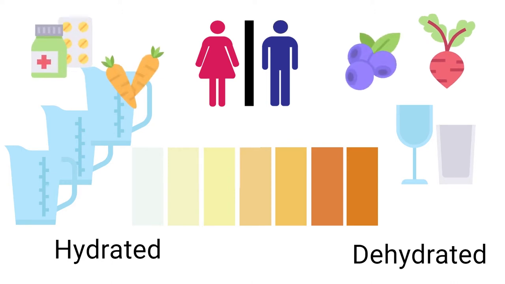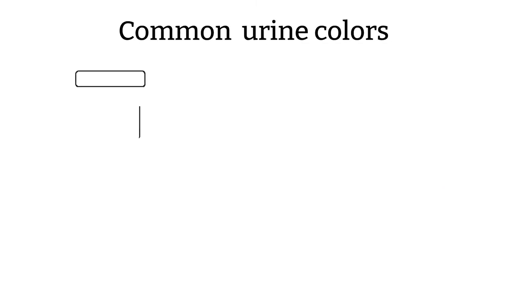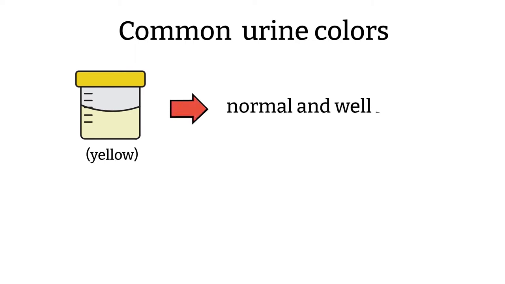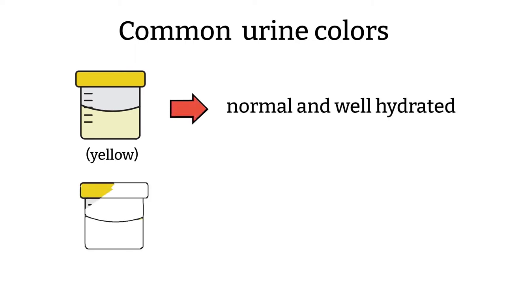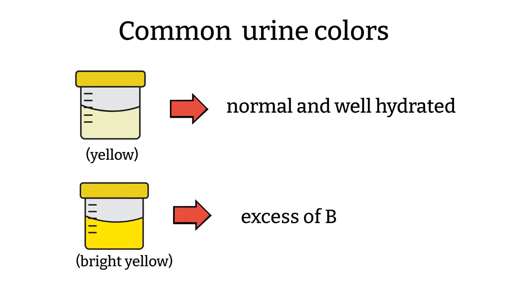There is a wide range of urine colors, and I will not name them all. I will point out the most commonly seen. Here are some of the common colors of urine that you may have seen before. Pale yellow or clear means healthy and well hydrated. Bright yellow means excess of B vitamin. You know if you are taking a B vitamin supplement because of the bright color urine, almost like a highlighter yellow.